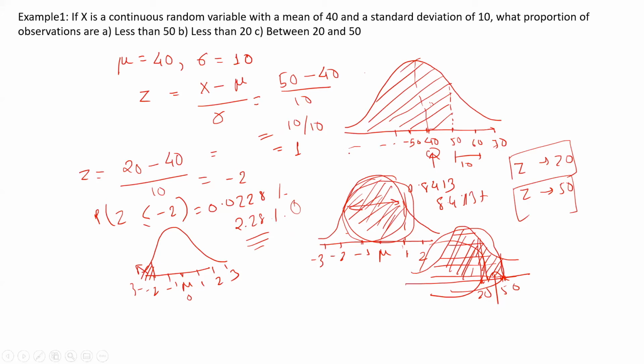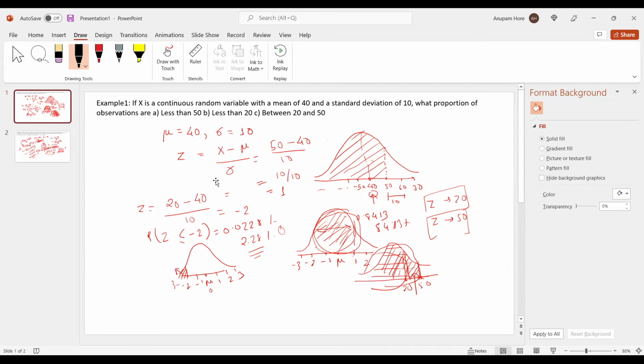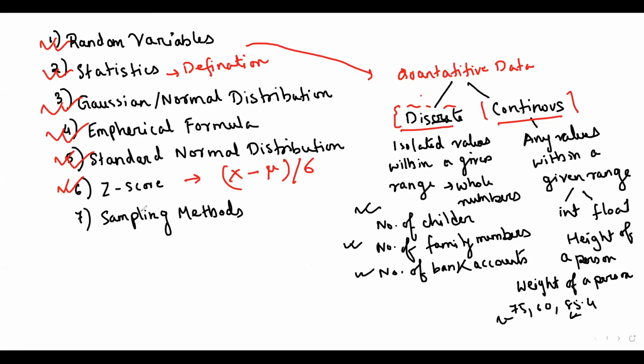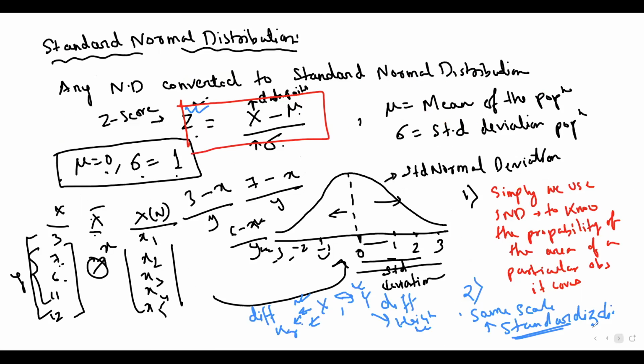Okay, so this is all about the Z score and the maths behind the Z score and some of the examples that we did. Now let's go back to our class. We have discussed everything, I guess. Yeah, we have discussed everything. The only thing remaining is sampling methods. So let me go to the other screen. Now let me talk about sampling methods.